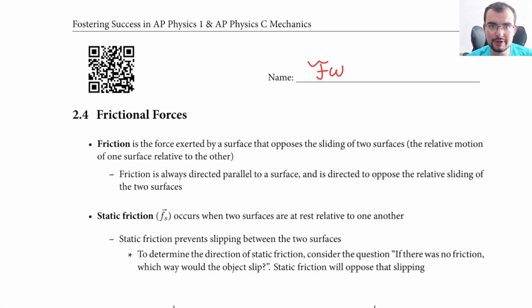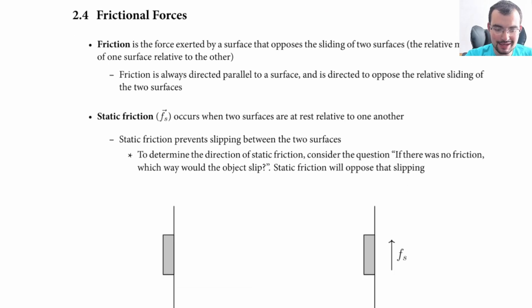All right, now we'll move on to the friction force. Friction is the name of the force exerted by a surface that opposes the sliding of two surfaces. We're going to use the word sliding as when two objects are moving relative to one another. Friction is always parallel to a surface and it is directed to oppose the sliding of the surfaces.